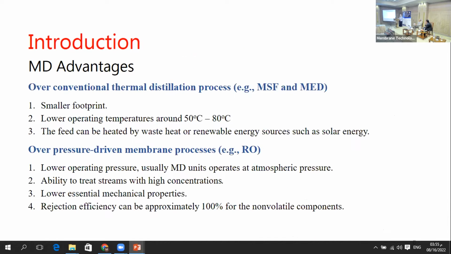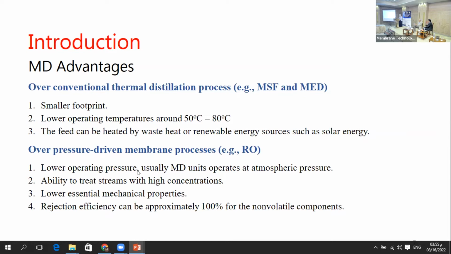So what are the advantages of membrane distillation? Over conventional thermal distillation processes such as MSF and MED, it has a smaller footprint and lower operating temperature, which is around 50 to 80 degrees Celsius maximum. The feed can be heated by waste heat or renewable energy sources, and it also has many advantages over other pressure-driven membrane processes such as RO.